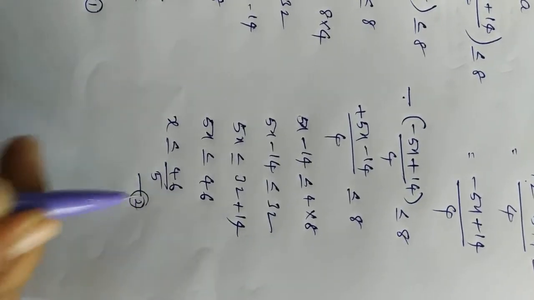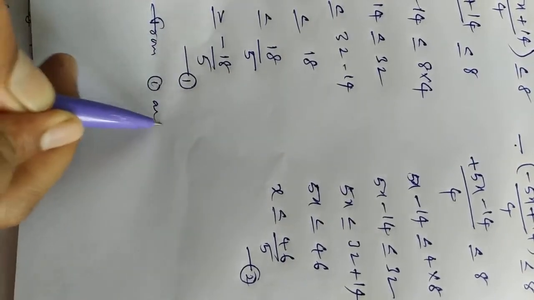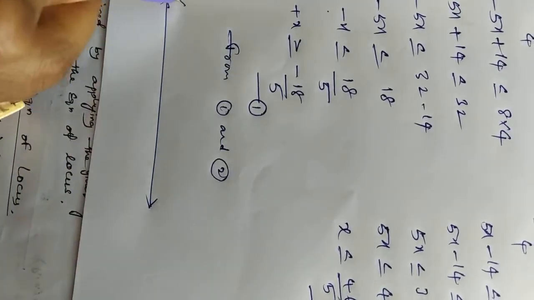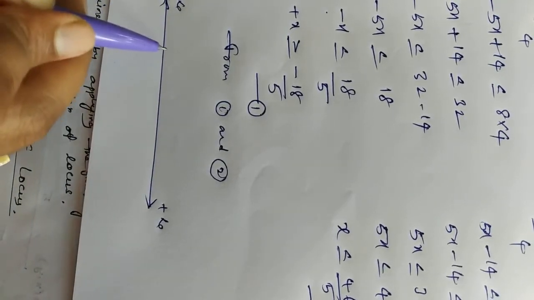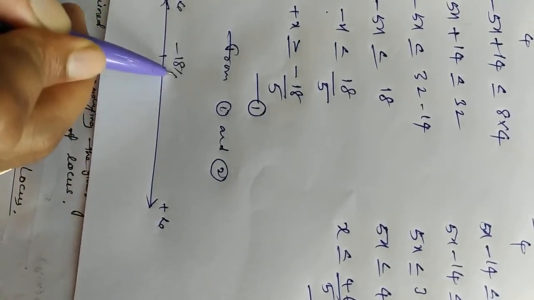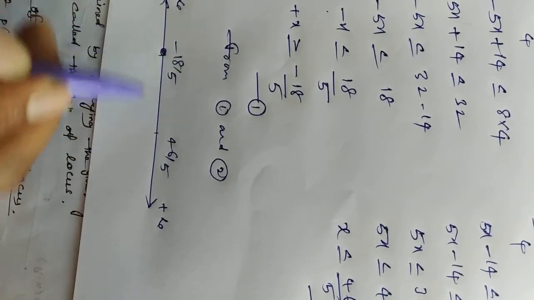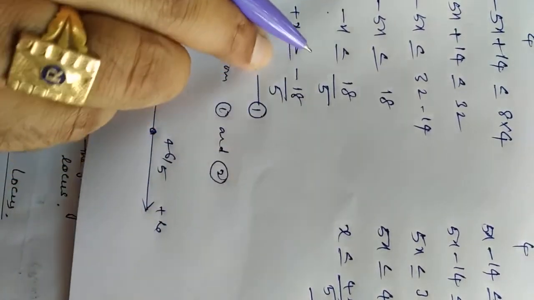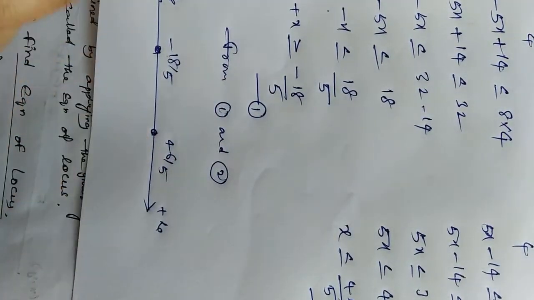This is the second result, so take 1 and 2. Here draw a number line. This is the number line: this is minus infinity and this is plus infinity. Take the x values in ascending order: minus 18 by 5 and 46 by 5. These two values are included, meaning the equality symbol is there, greater than or equal to and less than or equal to. So take them as included.